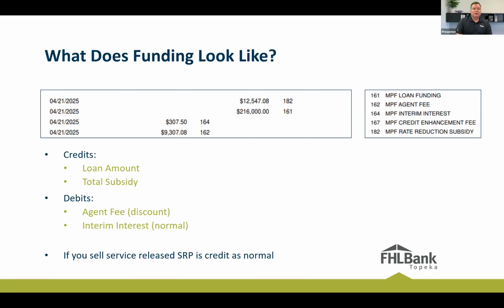We identify the agent fee in this instance as the discount. So we just run it through the traditional transaction process. That 4.3% reduction in discount equates out to that 9,307.08 that we talked about earlier. It's then reimbursed to you through the 182 coding of MPF rate reduction subsidy. And then again, if you sell service released, you will then be credited your SRP as normal once the transaction is concluded.